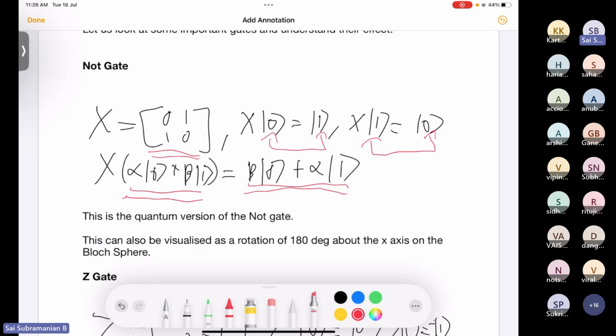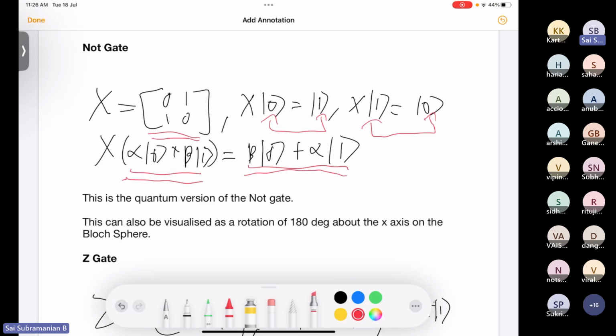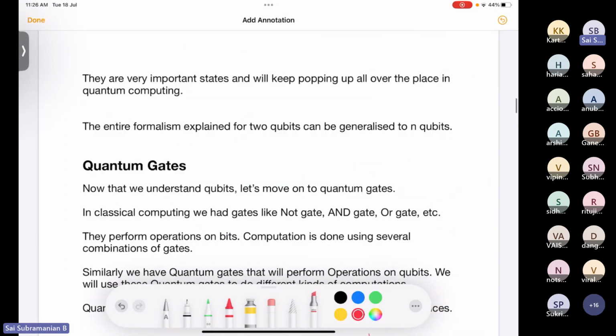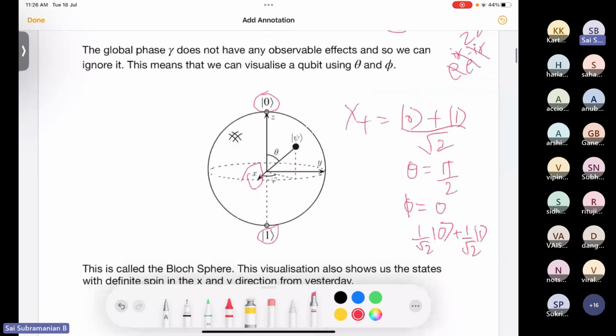Why on earth would we name this gate X when it's the NOT gate? It's not just physicists having some arbitrary naming methodology. Their naming methodology is arbitrary a lot of times, but here they have a reason. The reason is this can be visualized as a rotation of 180 degrees about the x-axis on the Bloch sphere. If you remember that cool Bloch sphere that we talked about for visualizing a single qubit, if we take a state and we rotate it 180 degrees about the x-axis, we get a new state.